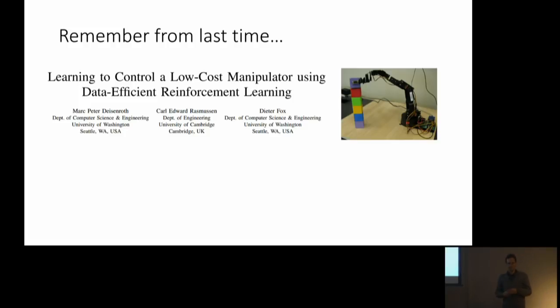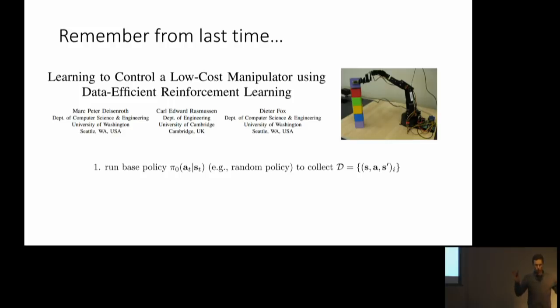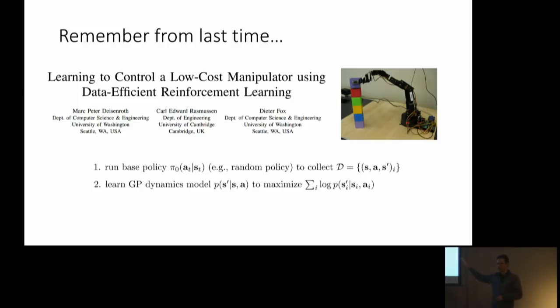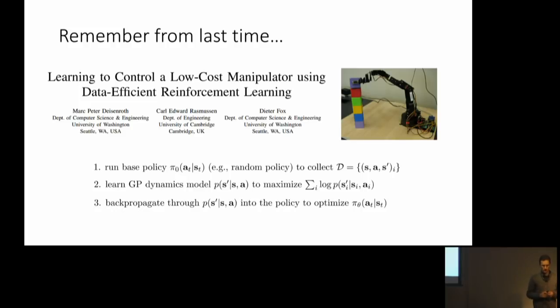So just to remind you how this method worked, it was basically the version 2.0 RL algorithm, where you run your base policy, collect data, use that data to fit a model, and the model in this case was a Gaussian process. There's nothing particularly special about Gaussian processes except that they give you uncertainty estimates. So Gaussian processes are Bayesian models, which means that they will tell you not only what is the expected next state, but also what is your uncertainty about the expected next state in the form of a Gaussian distribution. Then, since this is version 2.0, this method backpropagates through the model back into the policy, and then runs the policy, appends data, and so on.